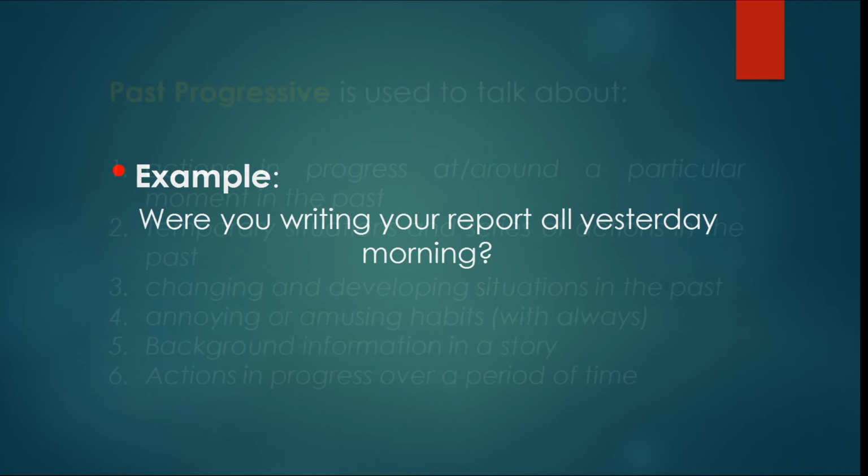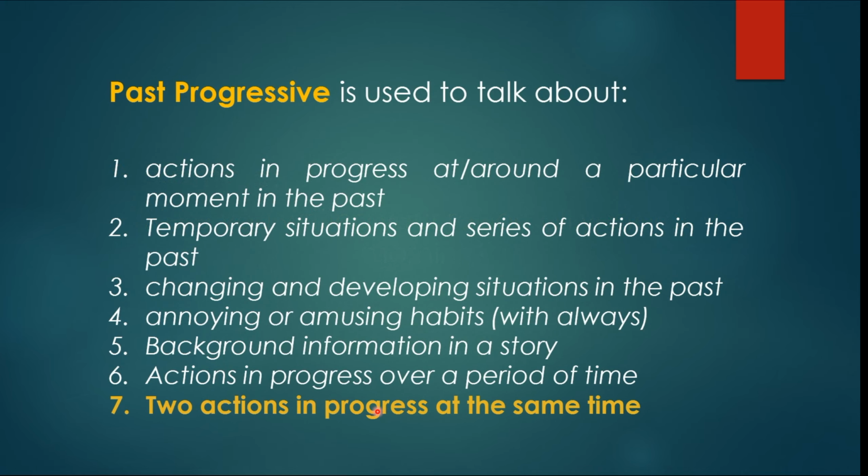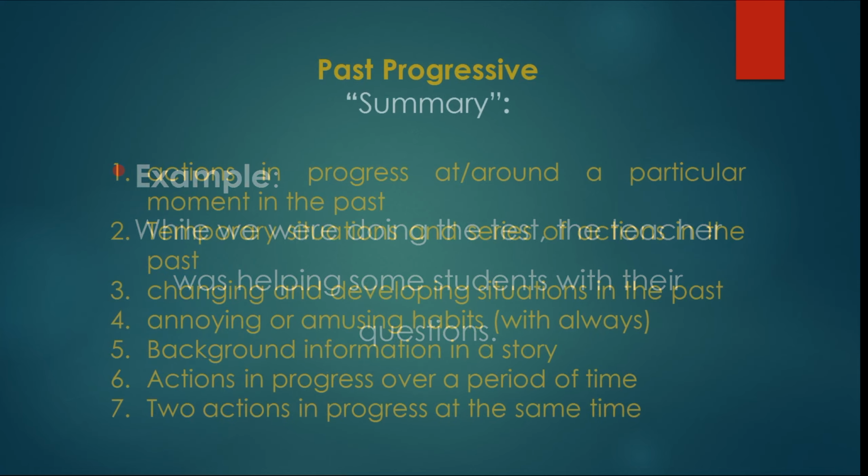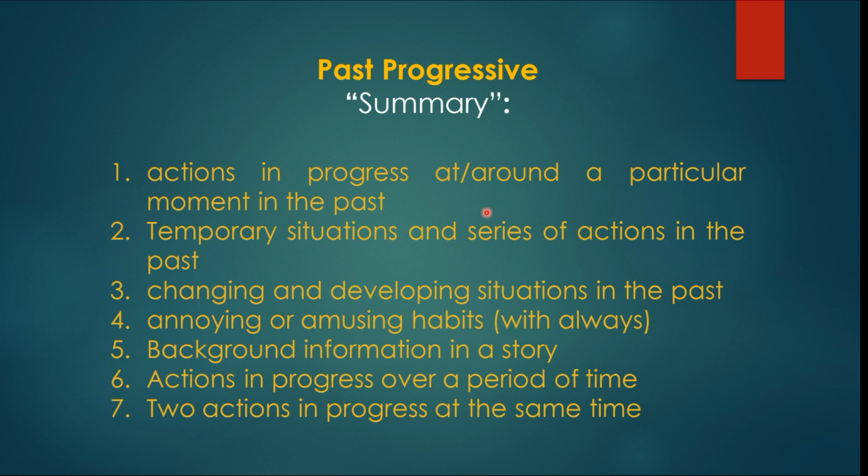And finally, two actions in progress at the same time. While we were doing the test, the teacher was helping some students with their questions. Well, when two actions are developing together, we can use past progressive for both. Well, the summary: actions in progress, temporary situations, changing and developing situations, annoying or amusing habits with always, background information, actions over a period of time in the past, and two actions at the same time.